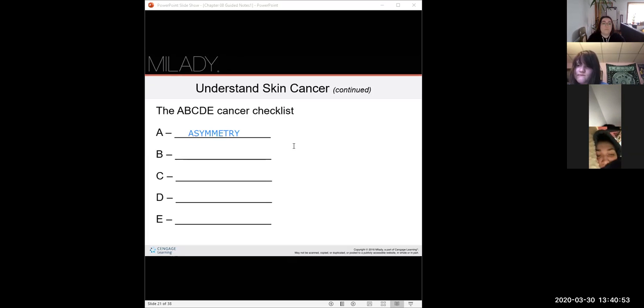B, being border. The border of the mole or whatever you're looking at, whatever you're trying to check, should be clear. Should be very clean cut, like where the change is. If it's really fuzzy, or if the line of it is really wobbly, that's not a clean border, it should be checked.